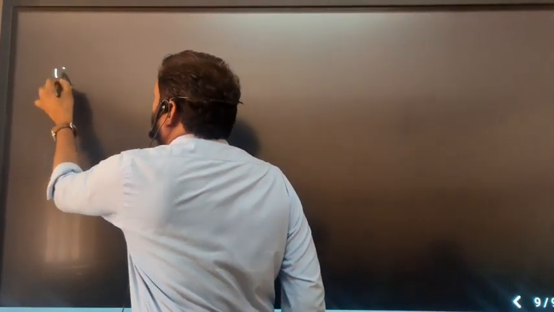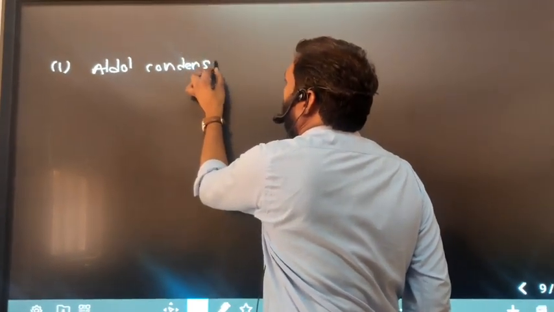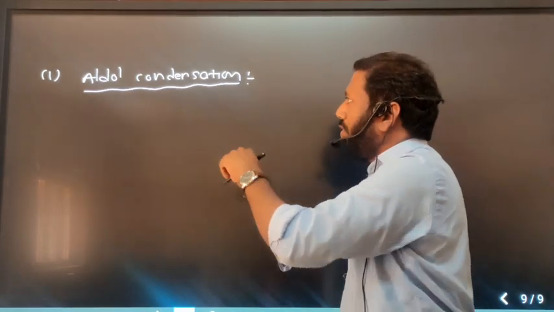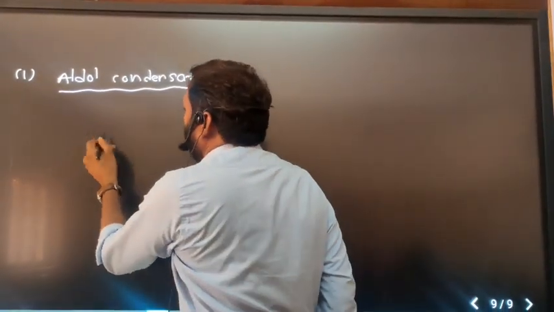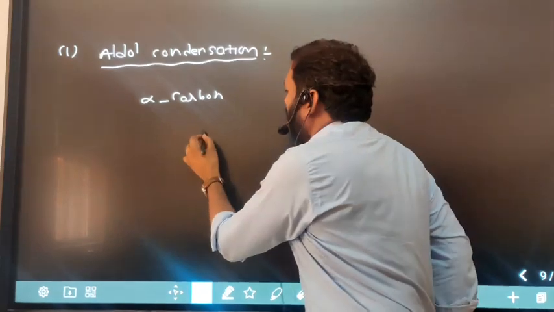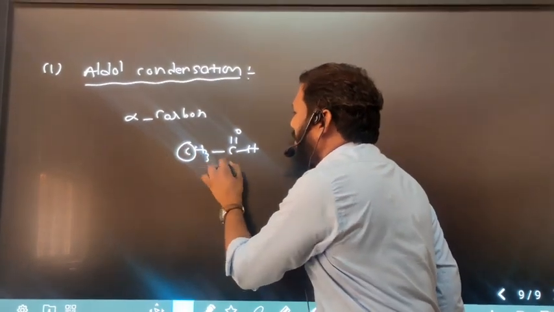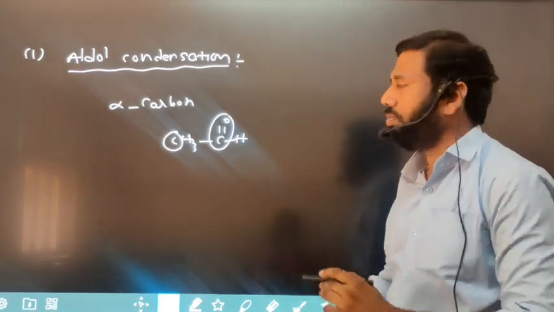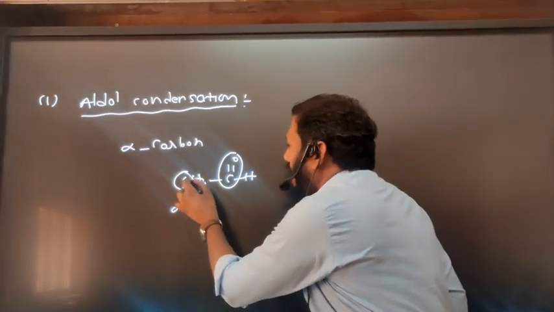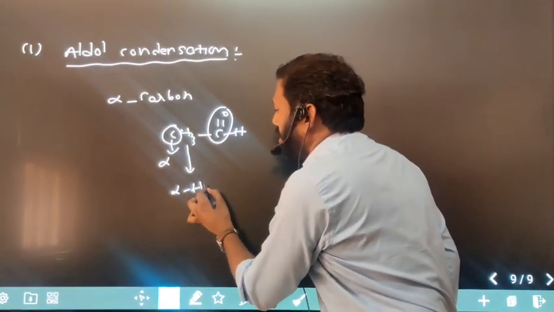One of the important chemical properties is aldol condensation. Before discussing aldol condensation, we have to know about the alpha carbon. So what is the alpha carbon? For example, I am taking CH3CHO, acetaldehyde. The carbon which is connected to the functional group is called the alpha carbon. And the hydrogens connected to the alpha carbon are called alpha hydrogens.